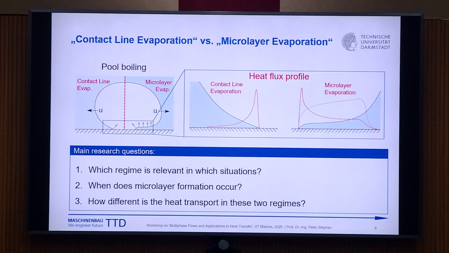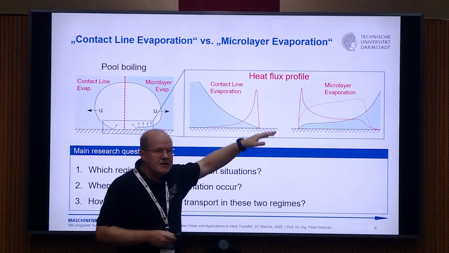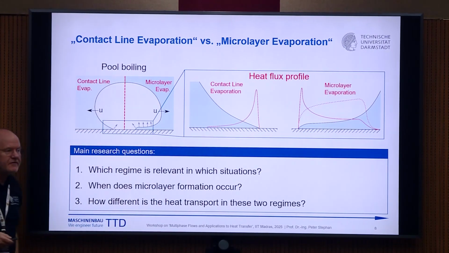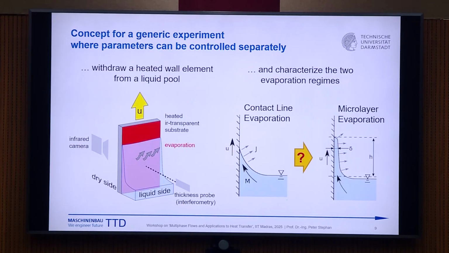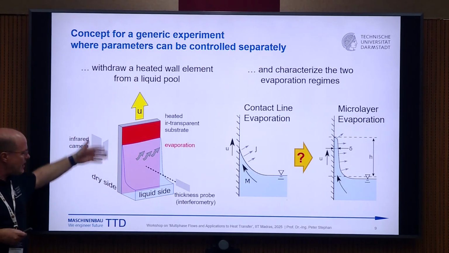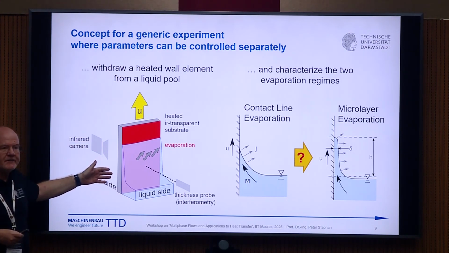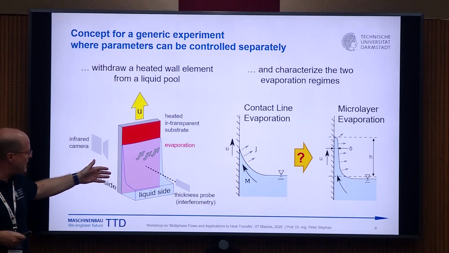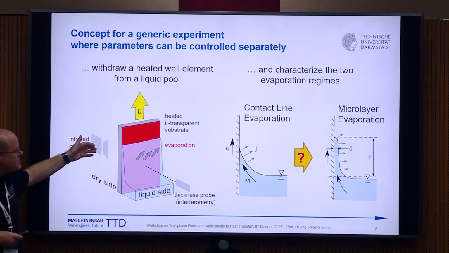And one, does a microlayer form, and how different is the heat transport of these regimes, which is quantitatively shown here, but we are interested, of course, in quantitative measures. The idea of a controlled generic experiment that we have in our lab was the following. We thought we should move a heated plate, suck it out of a liquid pool, and then measure the local temperature profile at the heated plate using infrared technology.